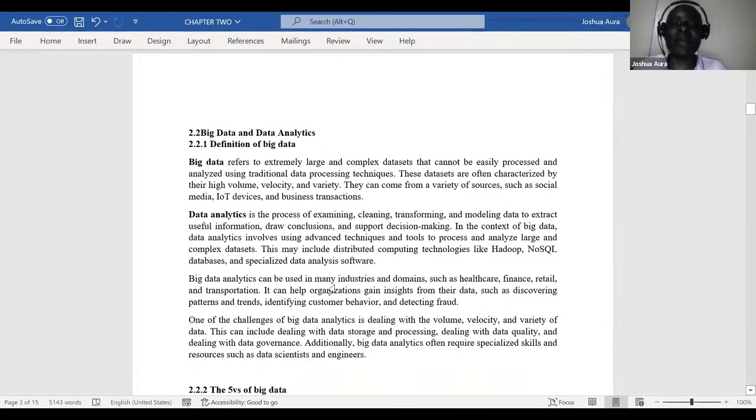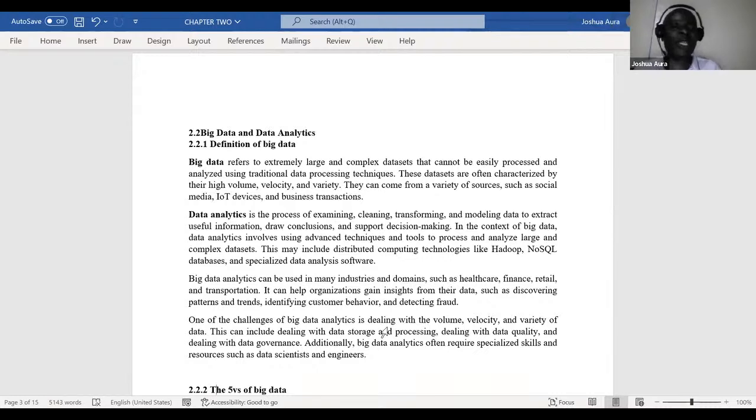Big data analytics can be used in many industries and domains, such as healthcare, finance, retail, and transportation. It can help organizations gain insights from their data, such as discovering patterns and trends, identifying customer behavior, and detecting fraud. One of the challenges of big data analytics is dealing with volume, velocity, and a variety of data.